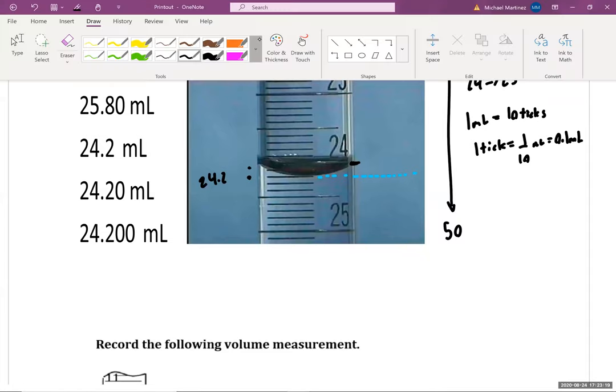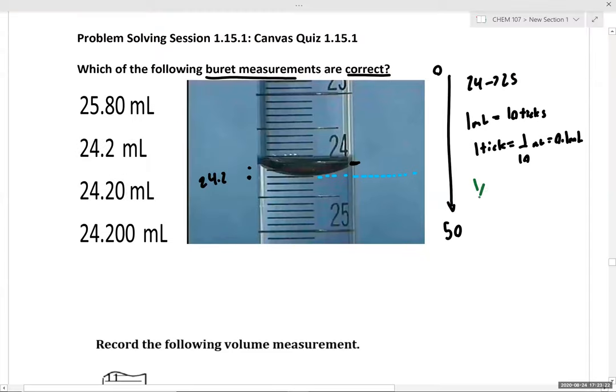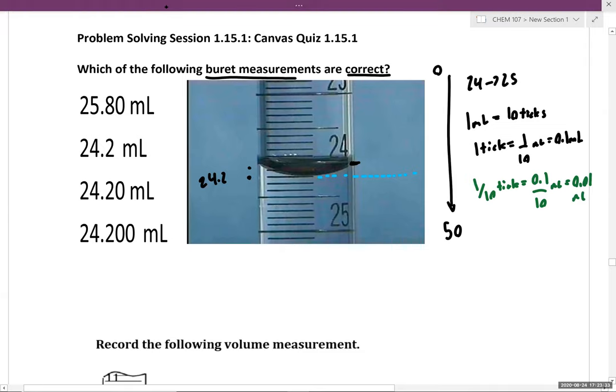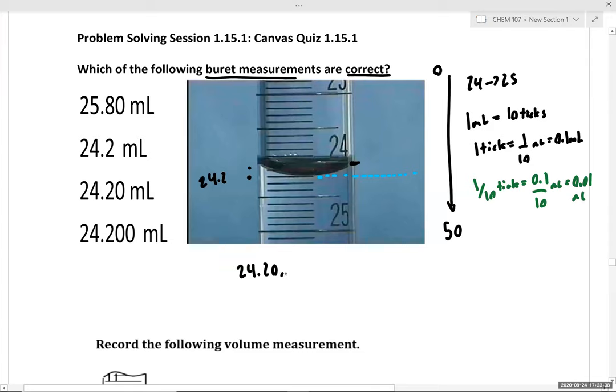However, we can estimate up to a tenth of a tick, and we know a tenth of a tick is equal to 0.1 over 10 milliliters, which gives us 0.01 milliliters. So we'd report our final measurement as 24.20 milliliters. The responses I saw in the chat are great so far. Any questions on this example?